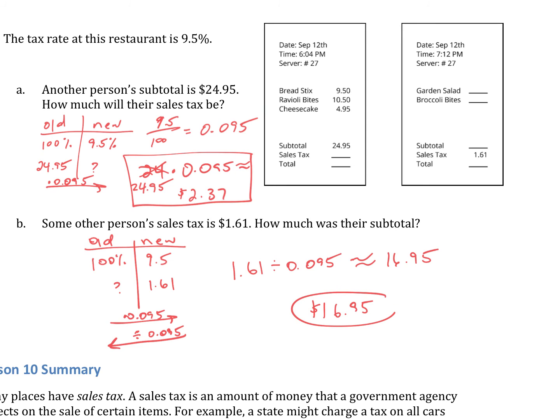Now, because we were rounding, we don't know for 100% certainty that it was $16.95. We just know it's going to be around that area. So I would say anything from $16.90 to $16.99 would probably be an appropriate amount. Just make sure you have your work to support your answer.